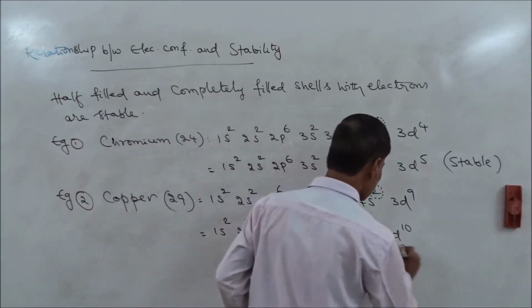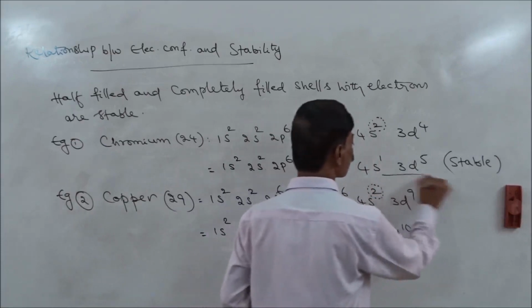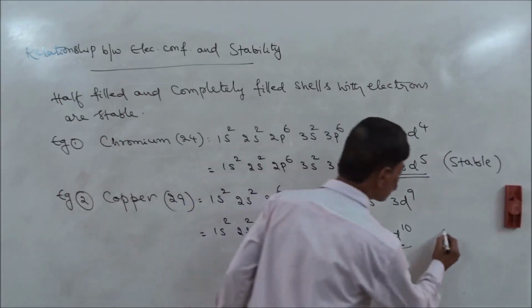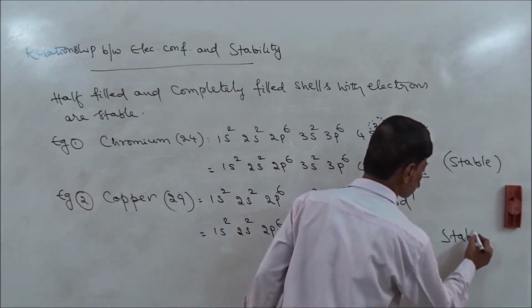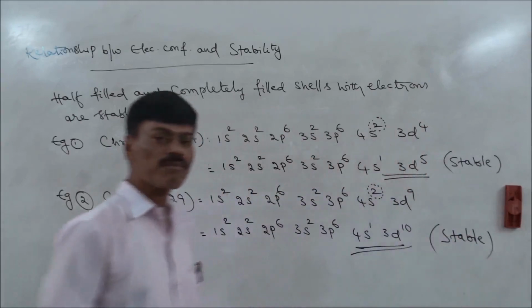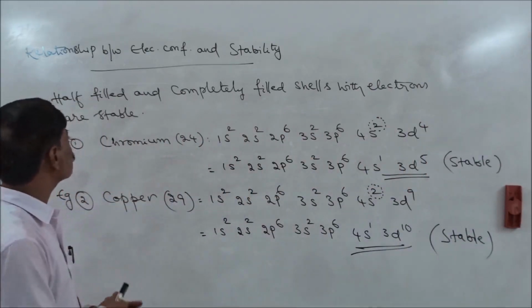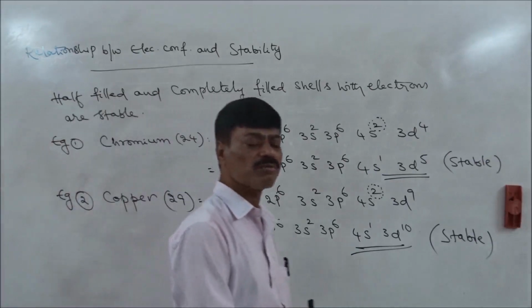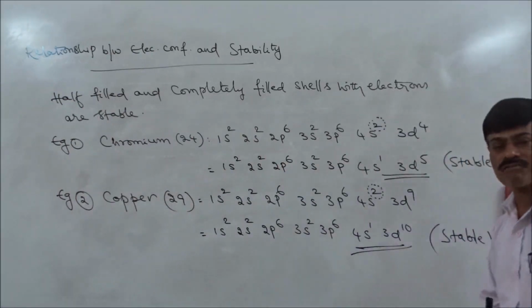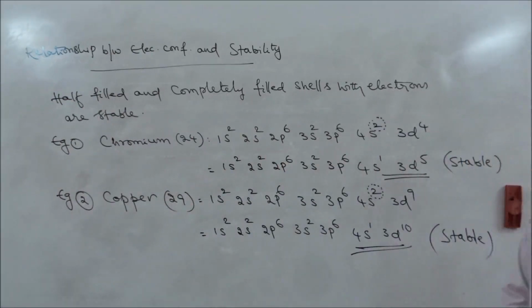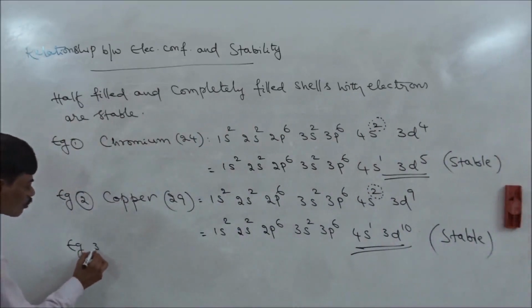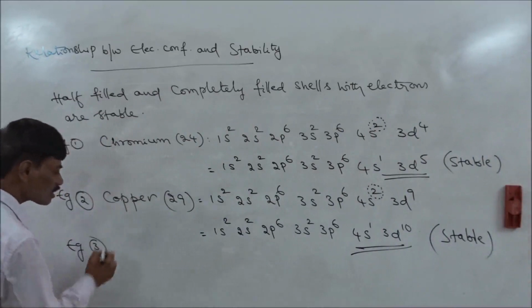Therefore, this electronic configuration, like in the case of 4s1 and 3d5, 4s1 and 3d10, accounts for the stability of copper metal. That's about the relationship between electronic configuration and stability. So always atoms of those elements whose outermost shells are exactly half filled or completely filled are said to be stable. So these are the examples. Now we will see one more example wherein we are not going to shift any electron, but that is stable. This is the last example.